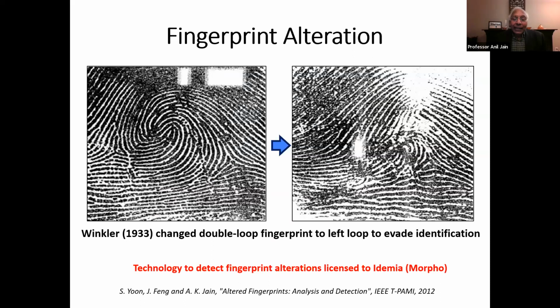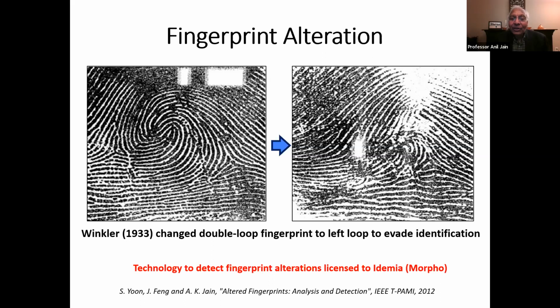And finally, I would like to mention this fingerprint alteration. Spoof is one type of attack where you adopt somebody else's identity. In fingerprint alteration, you evade your identity. That is, you don't want to be identified. As early as 1933, a person named Winkler changed his fingerprint. So the type of the fingerprint, instead of double loop, became the left loop. So if he had a criminal record and he comes to the system, he won't be recognized.